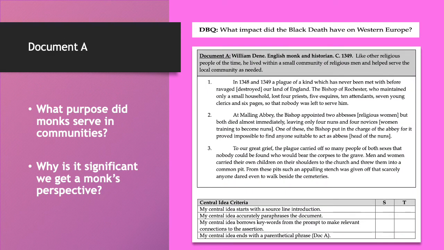All right. Our DBQ is what impact did the Black Death have on Western Europe? Document A is from William Dean. He's an English monk and historian. It's from 1349, so right smack dab in the middle of the 14th century. And like other religious people of the time, he lived within a small community of religious men and helped serve the local community as needed. The text reads as follows.